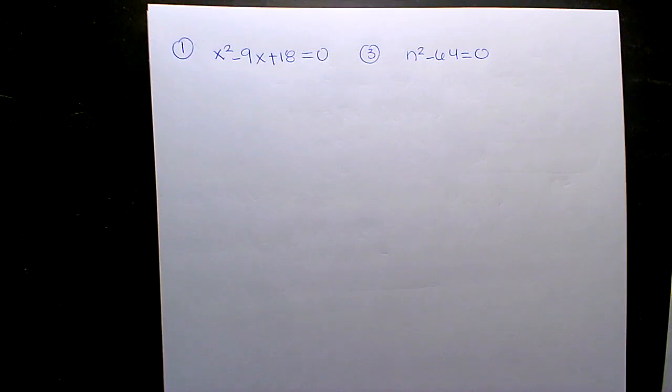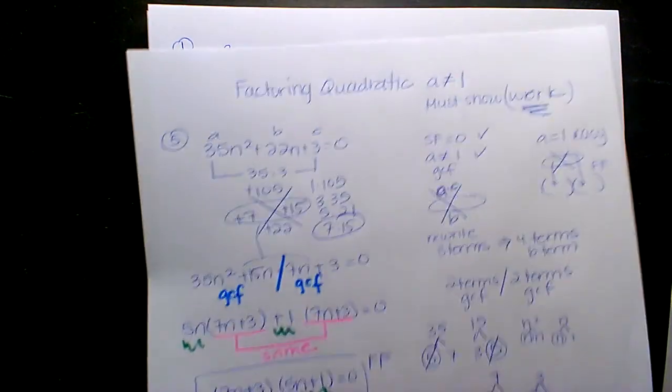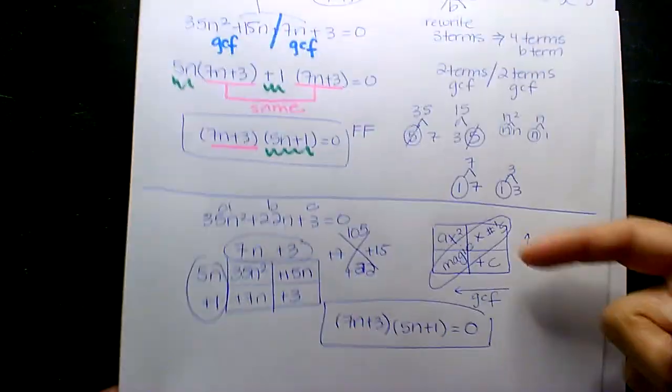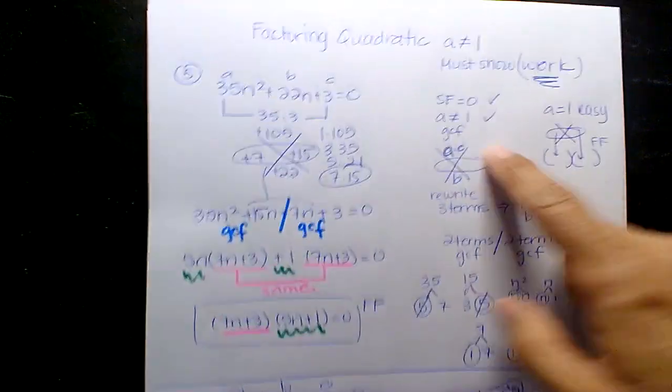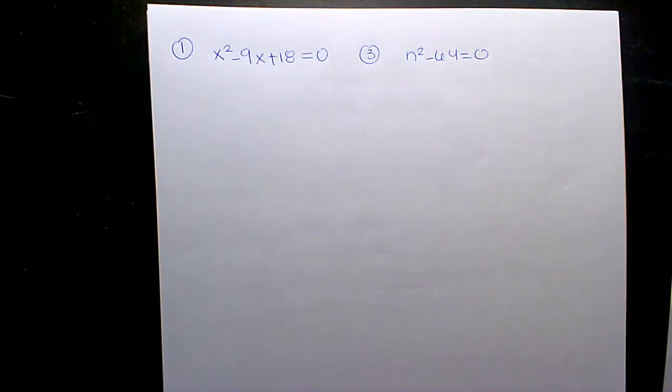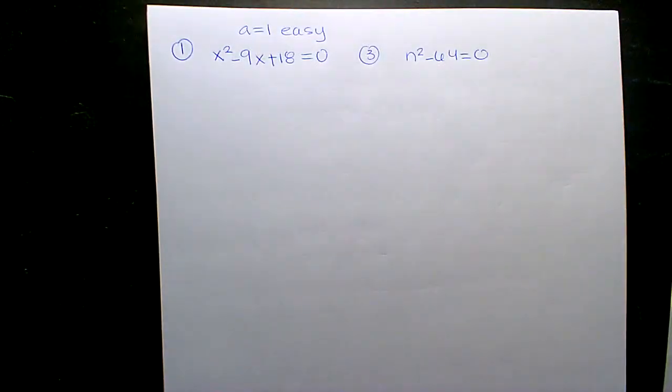Okay, so these two problems, the A value is 1. If you look at number 5, there are all these steps, or what I call the box method. This is for when the A value is not 1. Here, the A value is 1. So on this one, the A value is 1. So this is easy factoring.